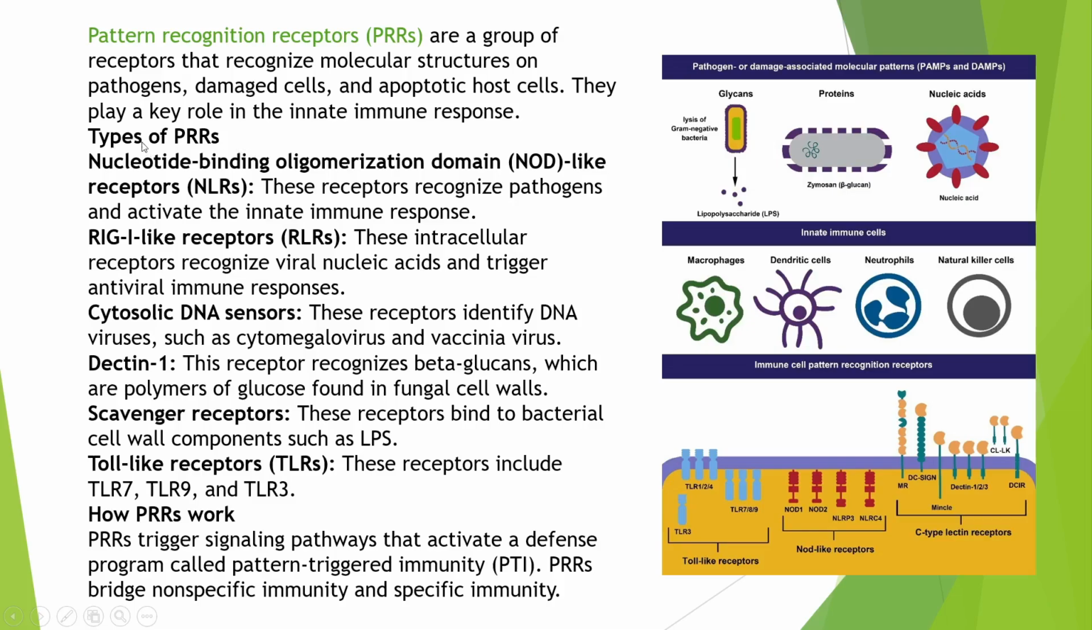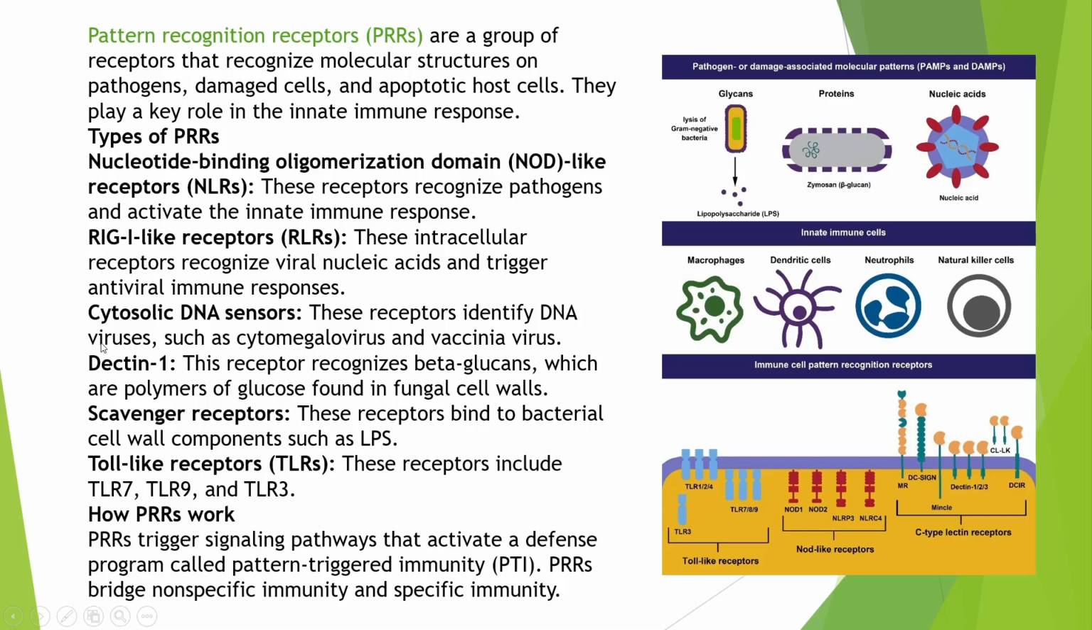There are different types of PRRs. We have nucleotide binding oligomerization domain, that is NOD-like receptors, and these help recognize the pathogens and activate the immune response. Then we have RIG1-like receptors. These are intracellular receptors, recognize viral nucleic acid and trigger antiviral immune response. Then we also have cytosolic DNA sensors. These receptors identify the DNA viruses such as cytomegalovirus and vaccinia virus.